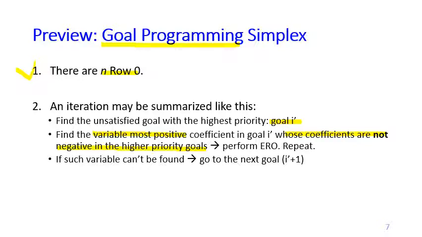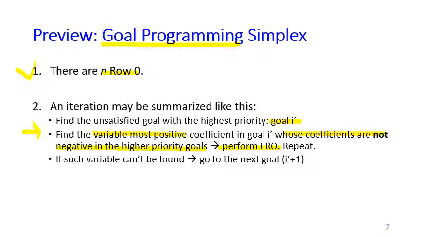So we need to check in the goals that are higher than I prime whether this variable has a negative coefficient or not. If it has a negative coefficient in the higher goals, then we cannot pick this variable and we try to find the next most positive coefficient and so on. If we find such a coefficient, then we just perform elementary row operations and repeat this step. Again, we try to find the variable that is the most positive in goal I prime. Suppose we cannot find any variable that satisfies this requirement in goal I prime.